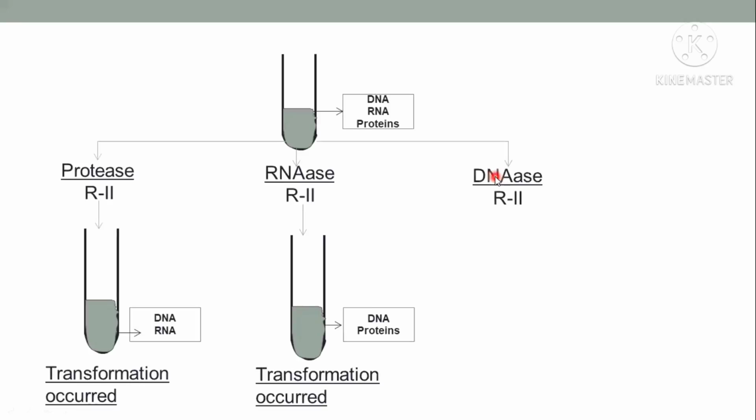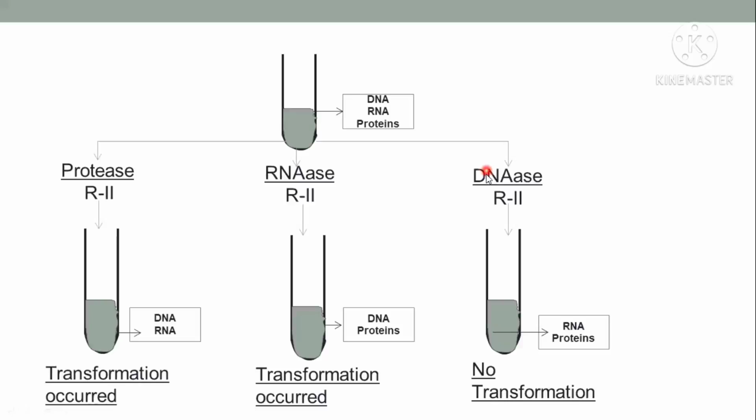Now next they added DNase. DNase destroys DNA. So now DNA is destroyed and we only have RNA and protein. Again they added live R2 and found that live R2 is not converted into S3. That is, when DNA was absent, there was no conversion of live R2 to live S3. So it is DNA only that is responsible for transformation.